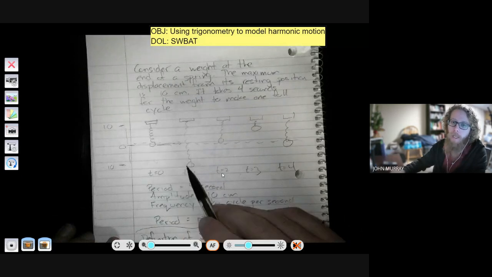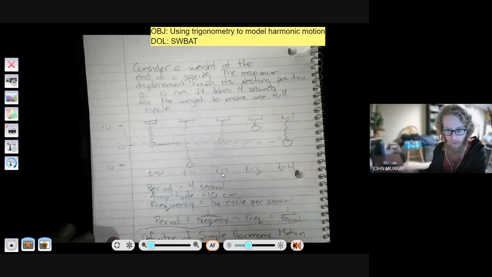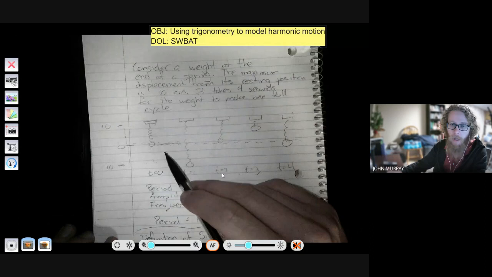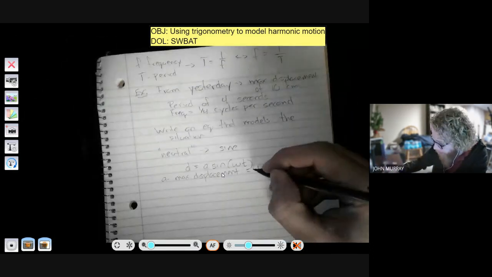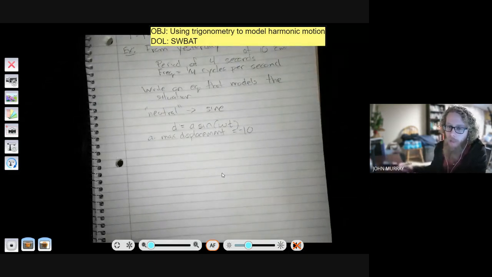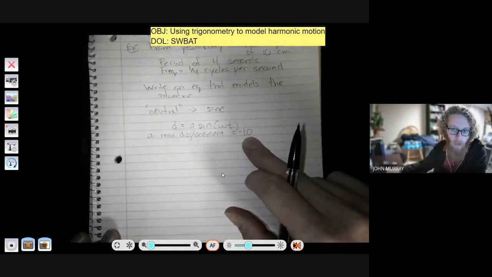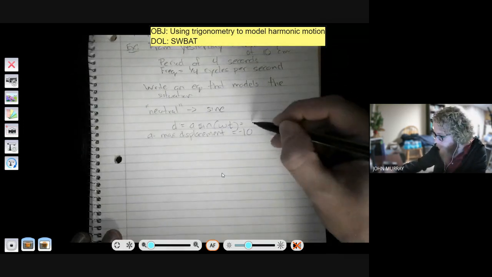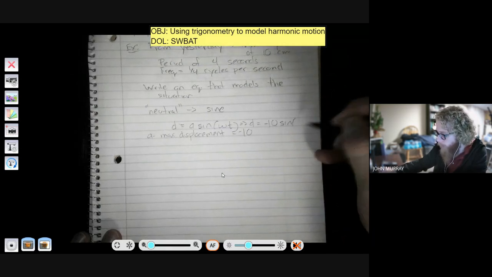Because it's being pulled down, I'm going to make it a negative 10, because in those first few tenths of a second, I'm moving in a negative direction. It's just like the amplitude. If I wanted to know the amplitude, it would just be the positive 10 because we take the absolute value, like we saw before. So it's going to give me d equals negative 10 sine.